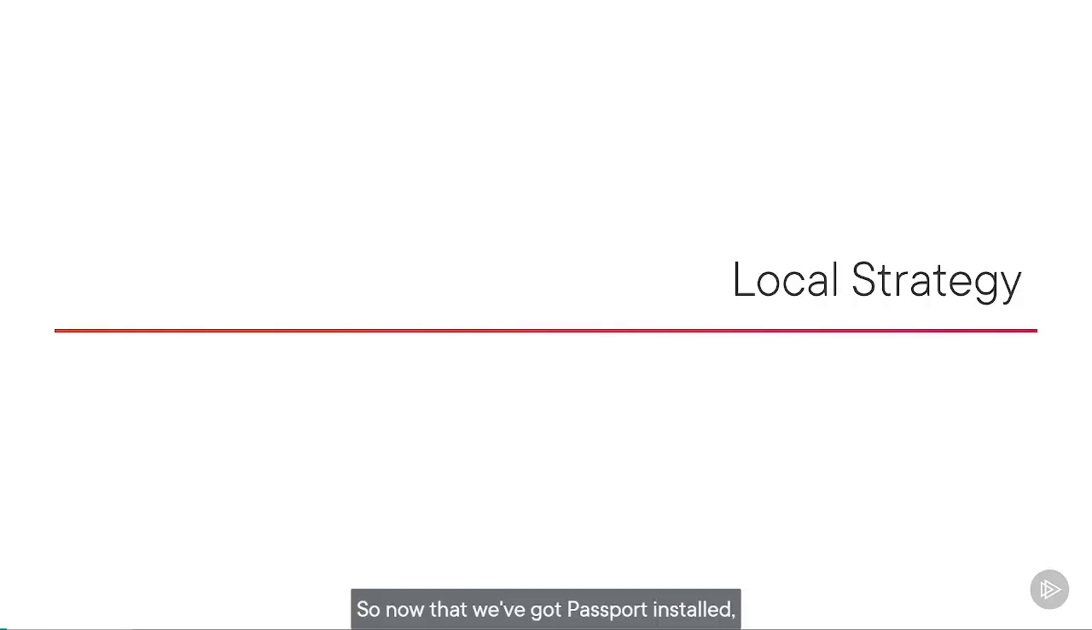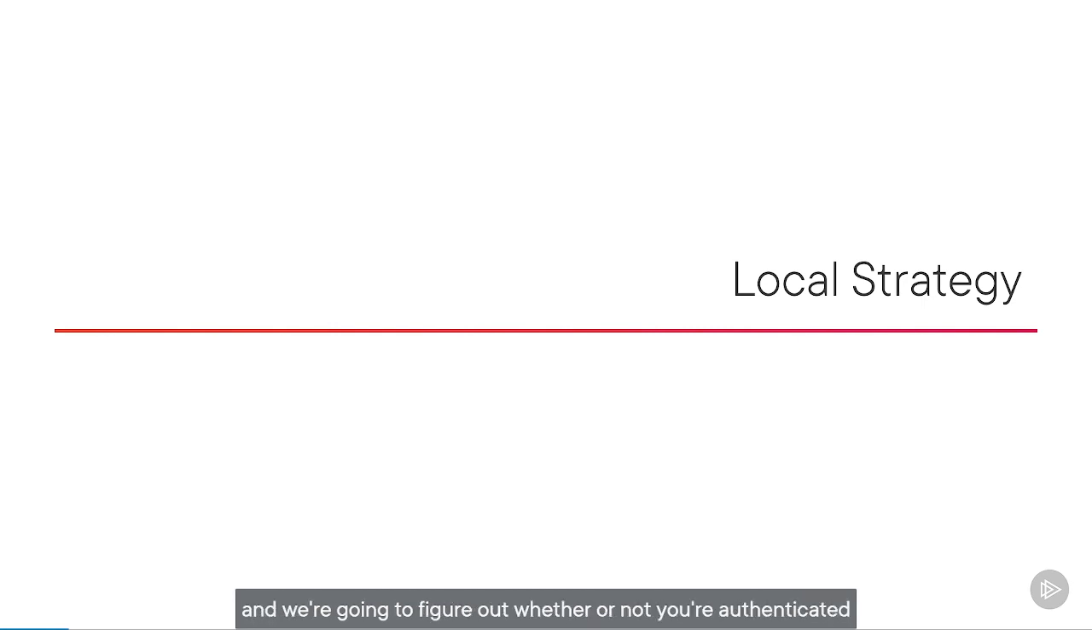So now that we've got Passport installed, we need to let Passport know how to authenticate a user when they sign in. There's a variety of ways Passport will do that, and it implements that with this idea of a strategy. What we're going to do for this course is use a local strategy, which basically just means you're going to hand us a username and password, and we're going to figure out whether or not you're authenticated locally in our own code base, instead of doing a social login or an Okta login or something like that.